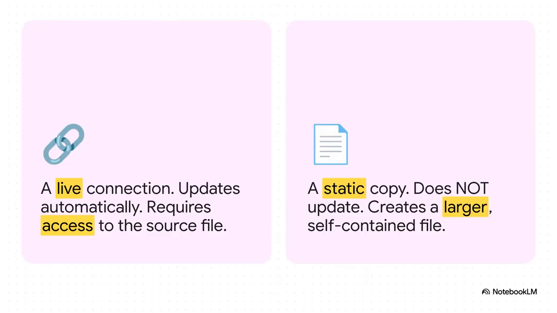Okay, so here's the absolute key difference, and I want you to remember this. Linking is like opening a live window to your original file. When the source file changes, whatever is in that window changes with it. It's dynamic, it's alive, but there's a catch. You've always got to have access to that original source file. Embedding, on the other hand, is like taking a photocopy. You get a perfect snapshot, it's totally self-contained, but it's static. It's never going to change, and it'll make your file a bit bigger. So one is live, the other is a snapshot.